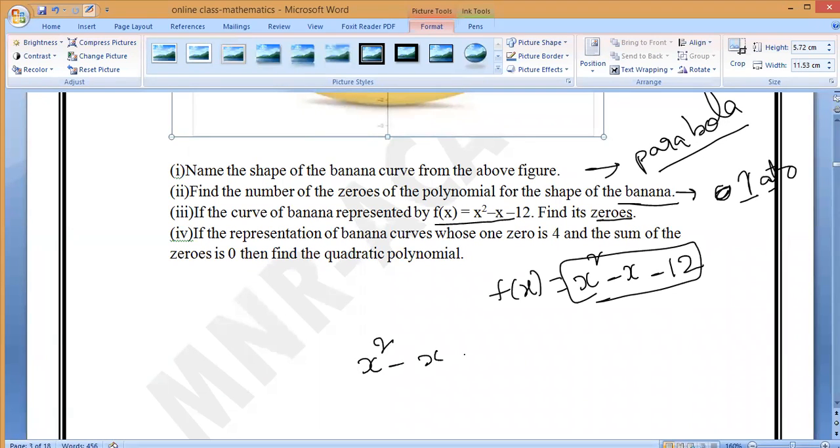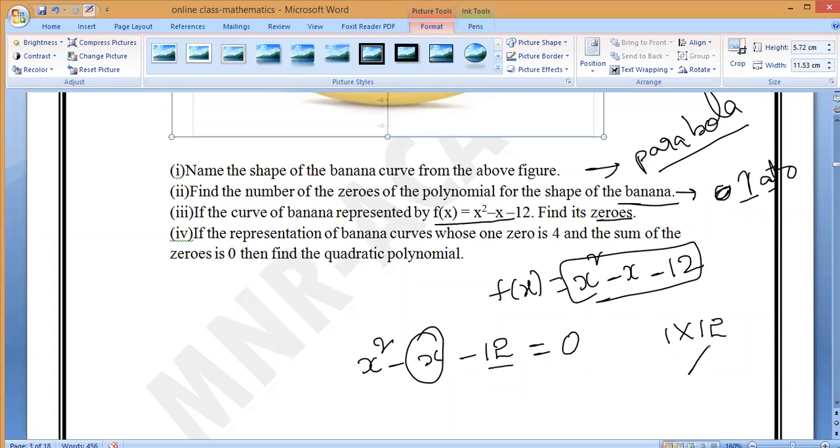Good. Split the middle term. Here we have to find the zeros of the entire polynomial function. Split the middle term, correct? The middle term is minus x. How to split the middle term? By using a and c. Here a value is 1, c value is minus 12. Don't consider the negative signs.